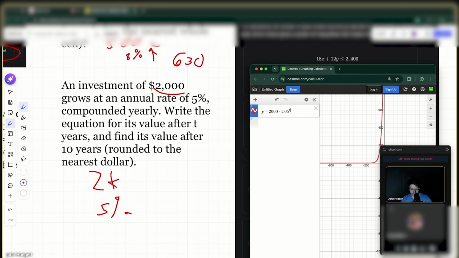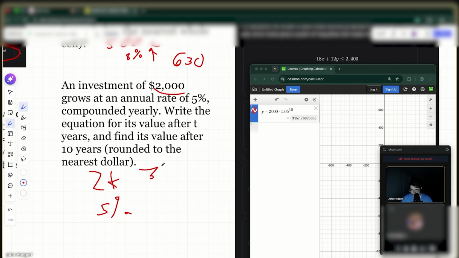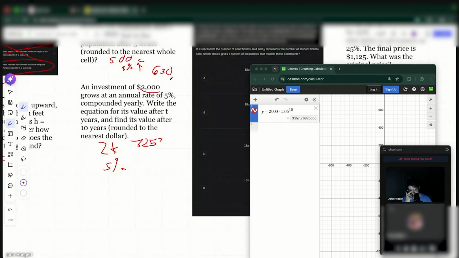So I can just put in here 10. So the answer would be like 3257. After 10 years, it would only have 3257. I guess it's actually pretty low, but this is what happens with 5% interest.